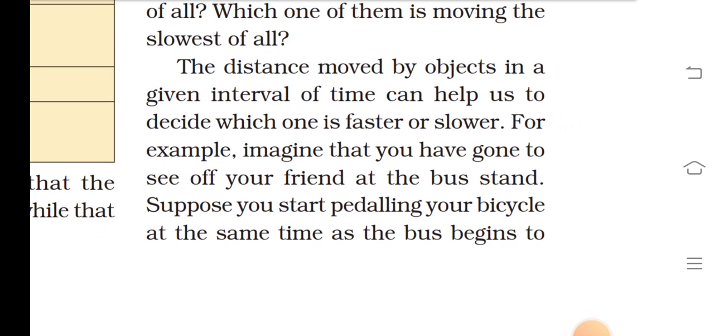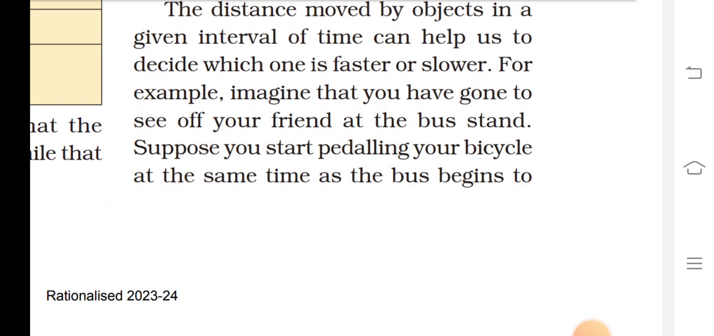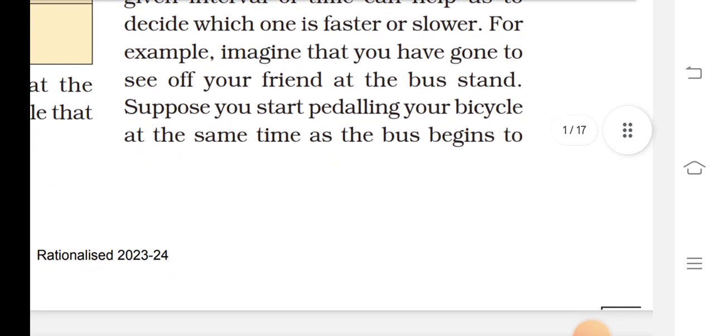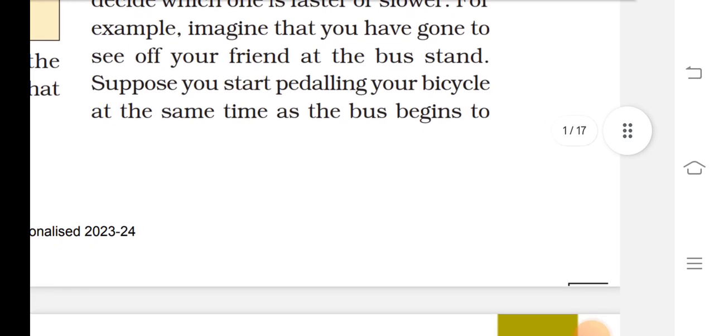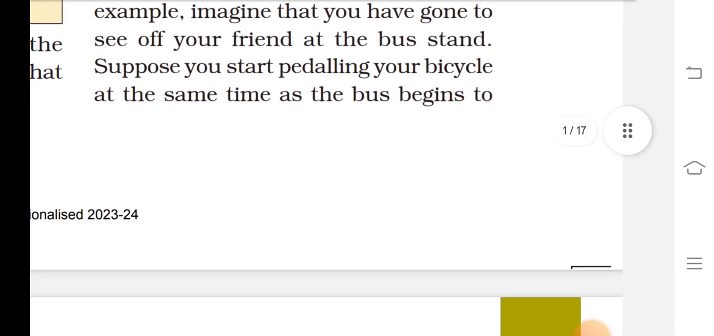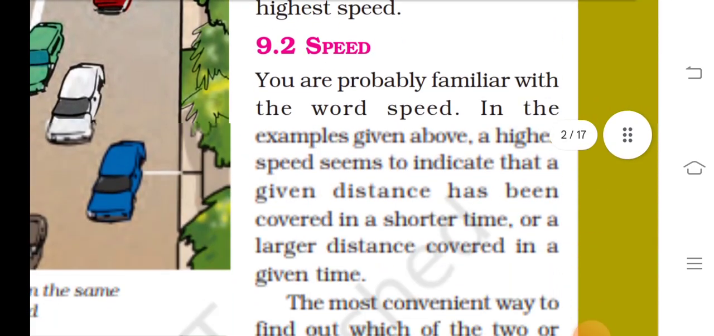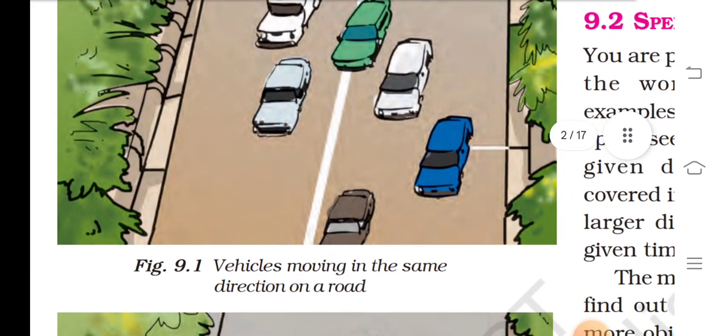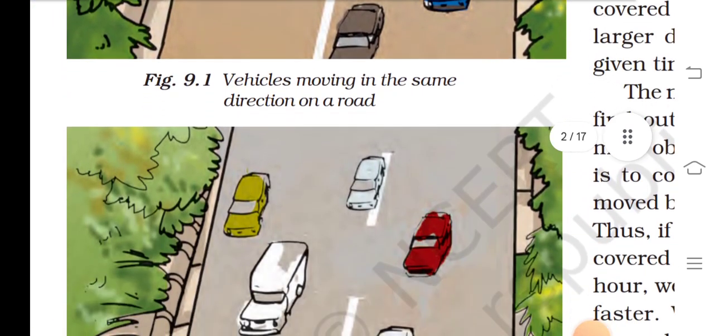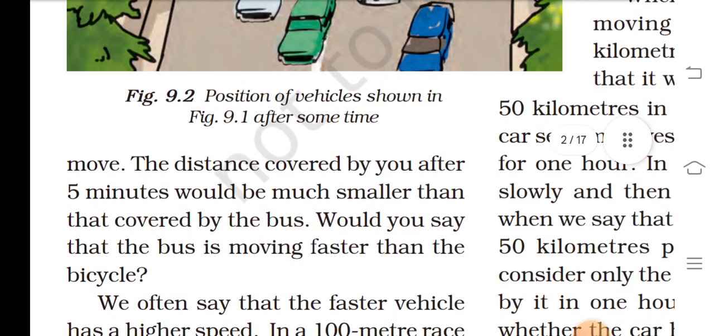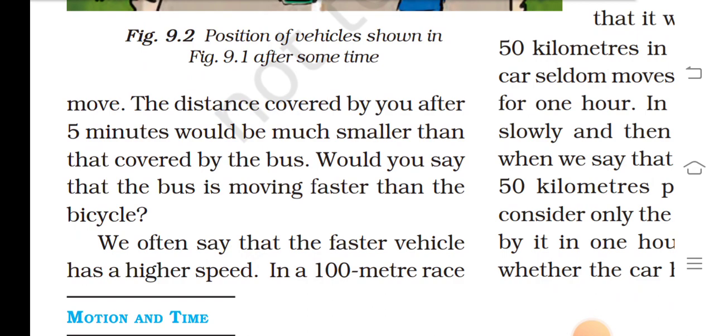The distance moved by the object in a given interval of time can help us to decide which one is faster or slower. For example, imagine that you have gone to see off your friend at the bus stand. Suppose you start pedaling your bicycle at the same time as the bus begins to move. The distance covered by you after 5 minutes would be much smaller than that covered by the bus. Would you say that the bus is moving faster than the bicycle?